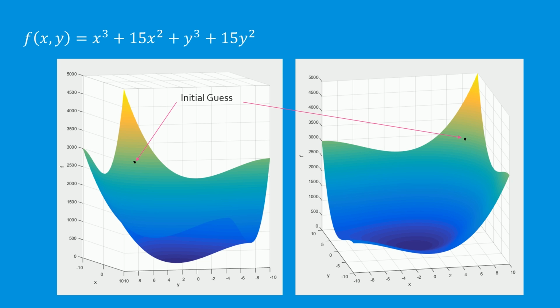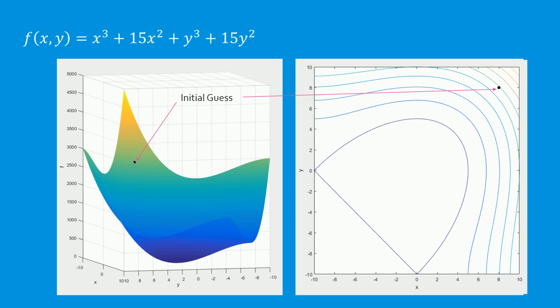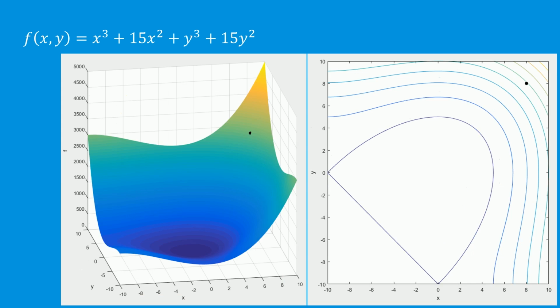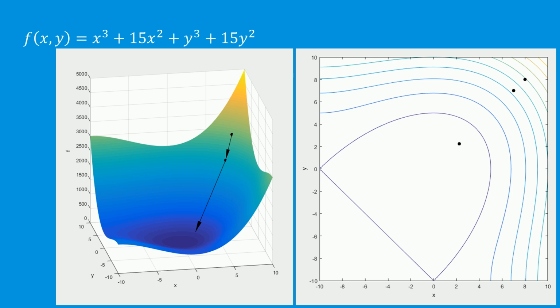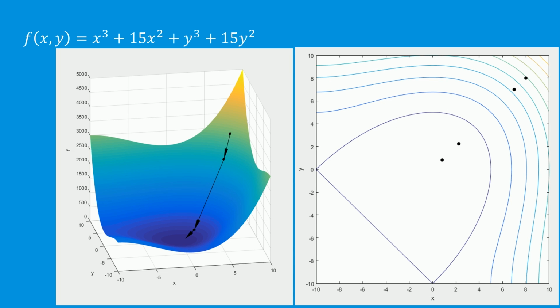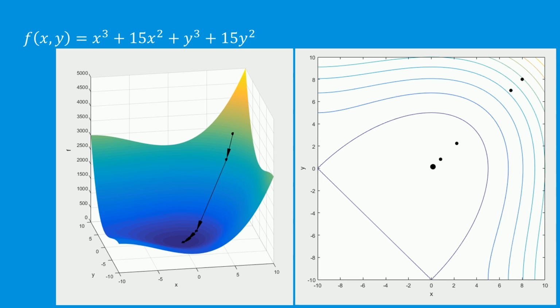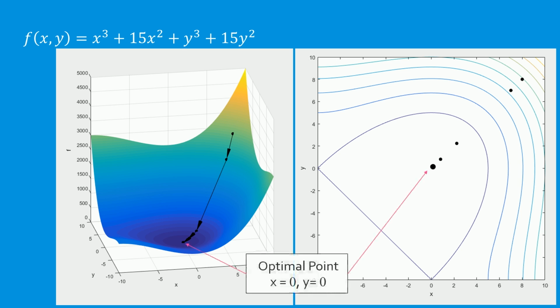Another way we can represent this information is with a contour plot, where the lines represent constant levels, or function values. We can watch now as the optimizer chooses a search direction and takes a step, chooses a search direction and takes a step, chooses a direction and takes a step. Eventually, it reaches the minimum point at x equals 0, y equals 0.